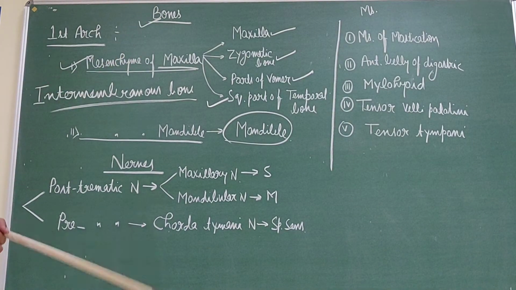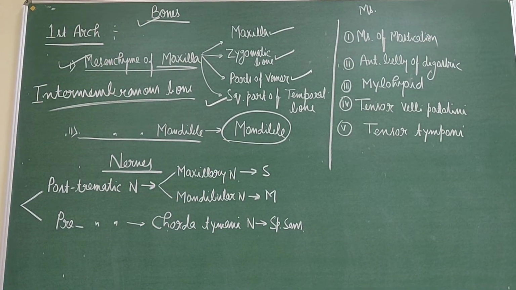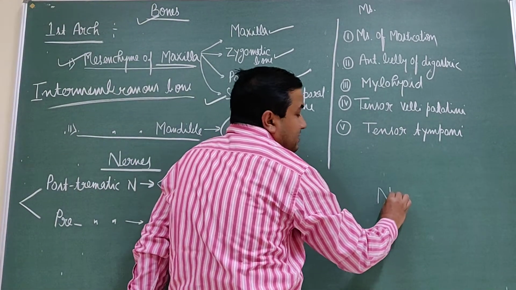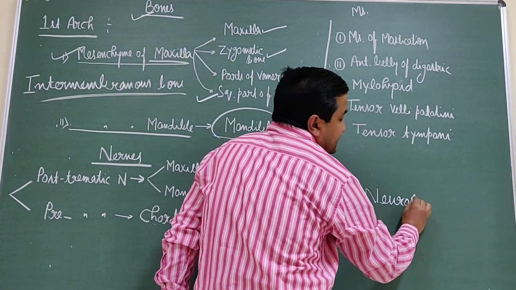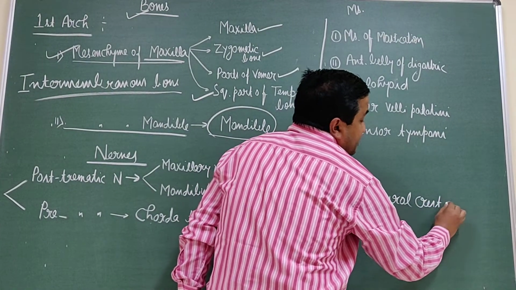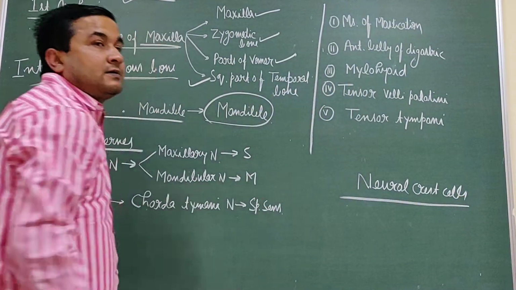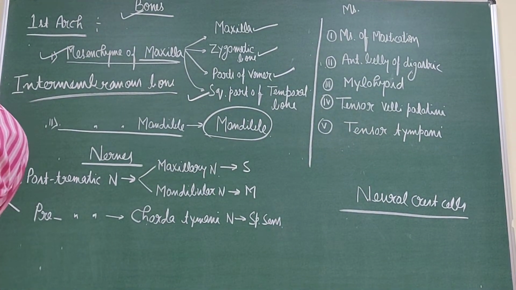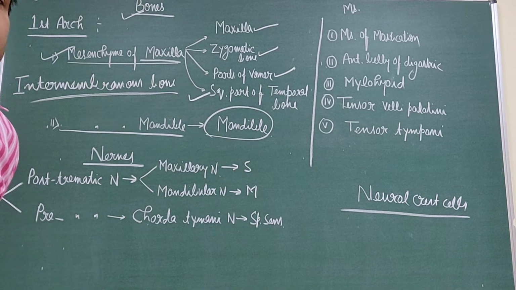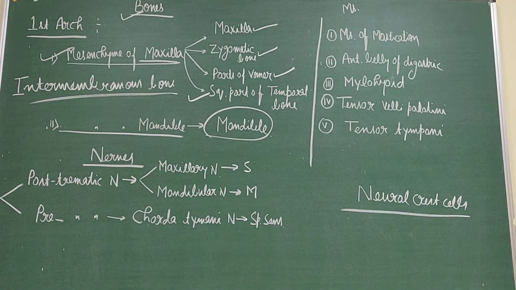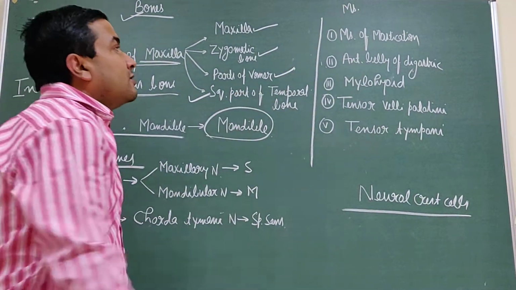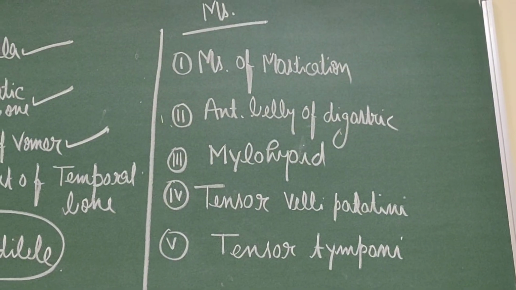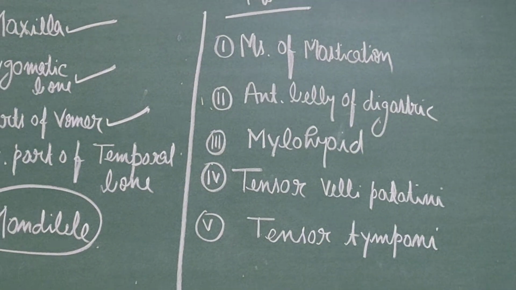And these skeleton elements we have discussed in the previous class are derived from the neural crest cells. So these neural crest cells form the skeleton of the face and skull. Now the muscles. What are the muscles that are derived from the first pharyngeal arch? It is also frequently asked.